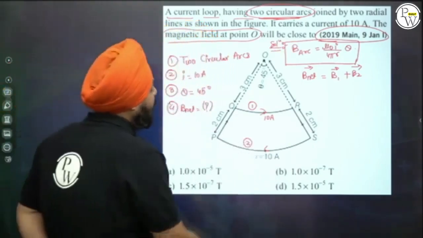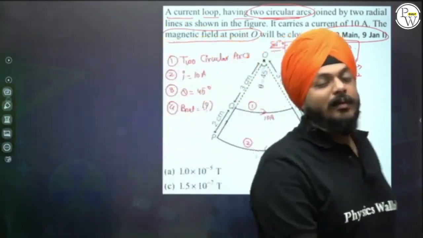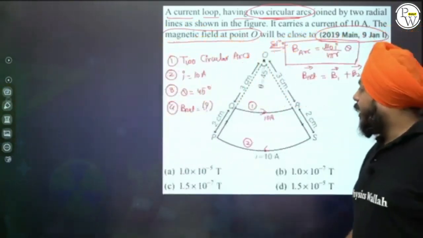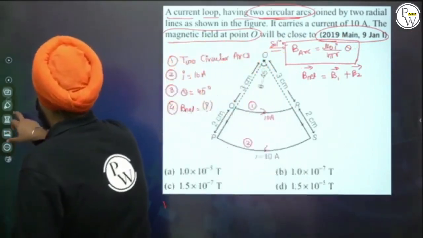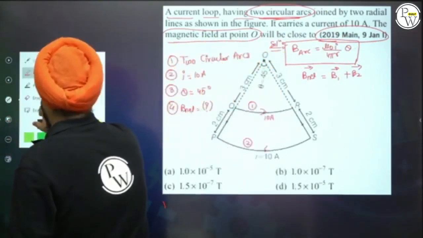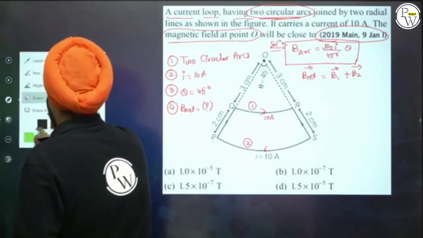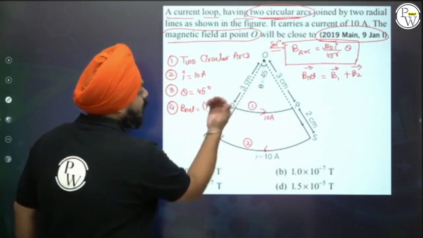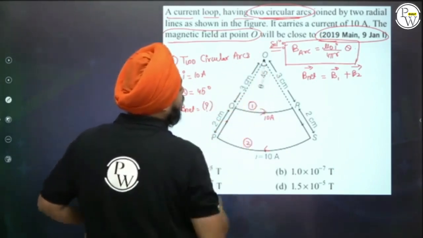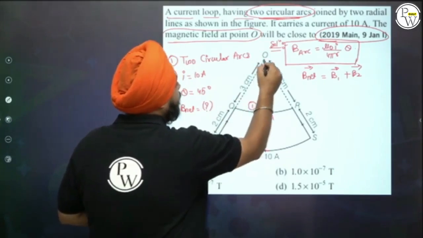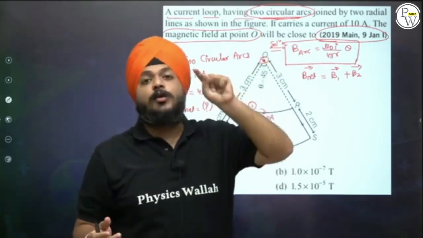Now if I'm talking about arc 1, I'm just keeping my right hand here. Magnetic field because of B1 is coming out from this point, and out means dot.